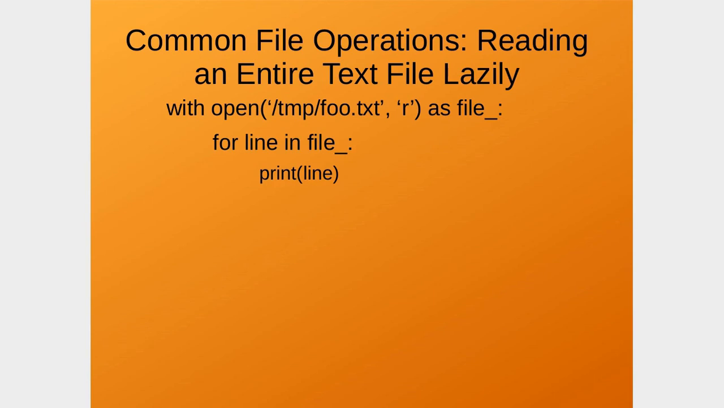File operations on a file are lazy. So if we with open /tmp/foo for reading as file, we can then say for line in file and print line, and that won't read the entire file all at once. It'll print the lines one at a time. Oh, and it'll print two newlines for each line this way. We could say print(line, end=""), and then we'd get just the newline from the text file, for each line in the file.